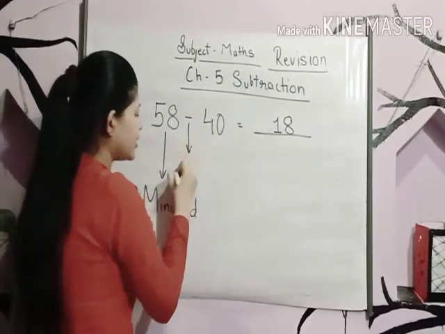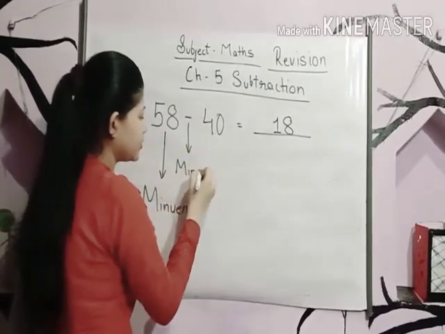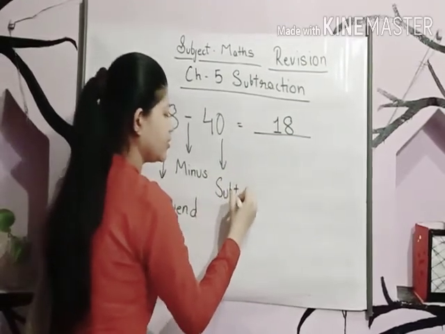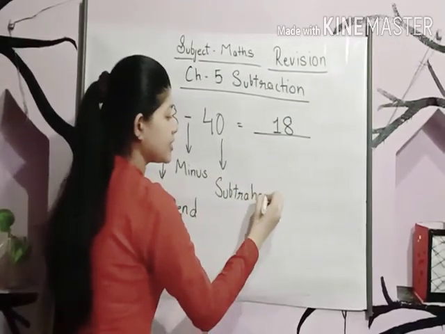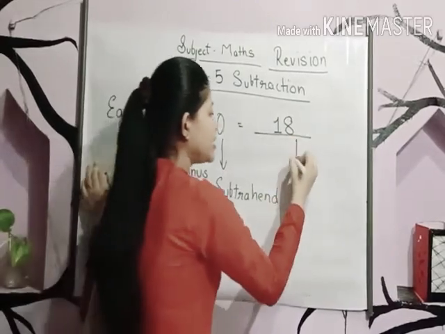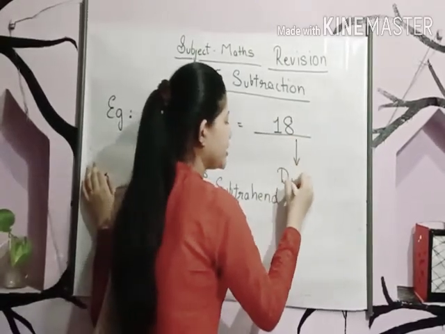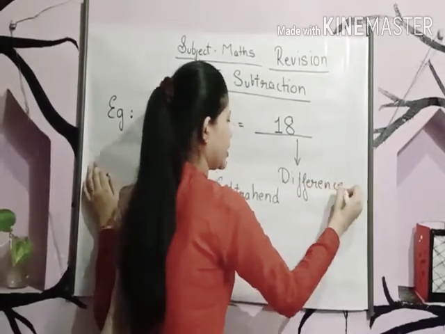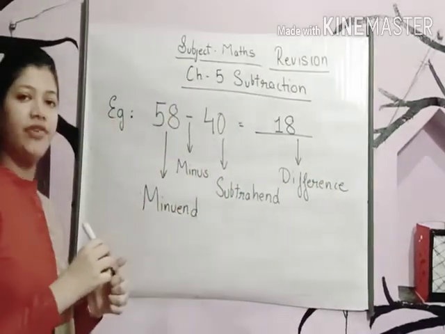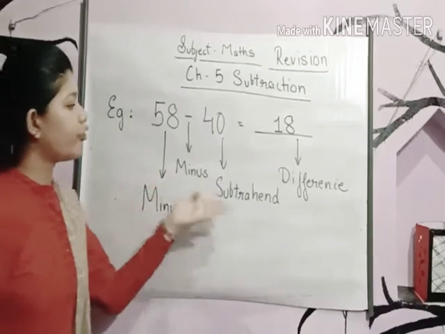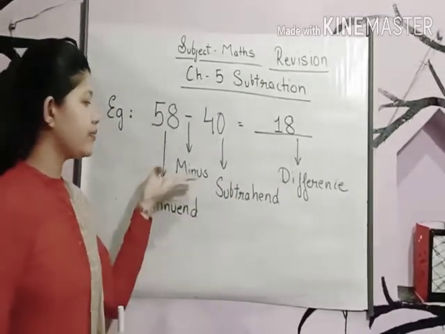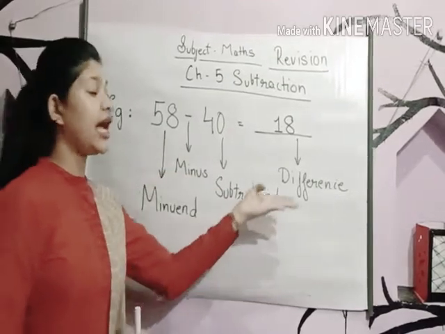This sign is minus. This number is subtrahend. What is it known as? Subtrahend, and the answer which we will get is difference. It will be called as difference. Okay, these are the 4 terms of subtraction: minuend, minus, subtrahend and difference.